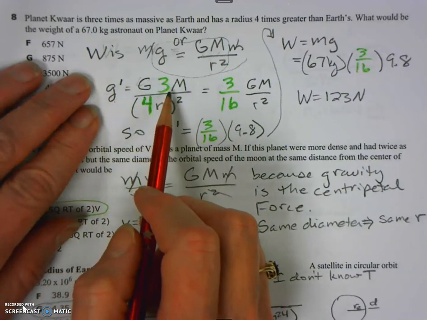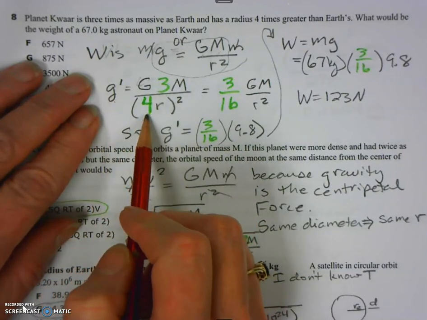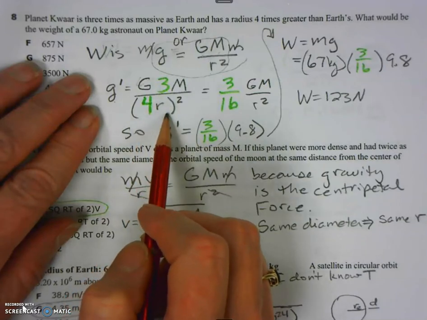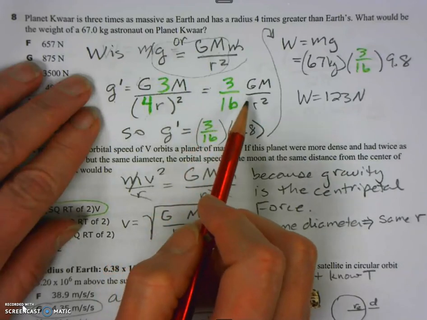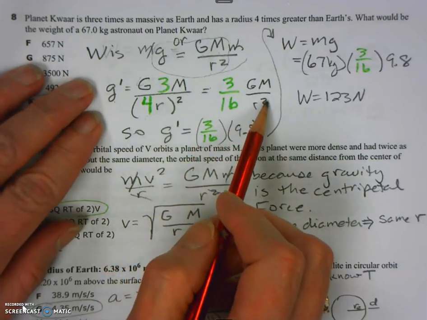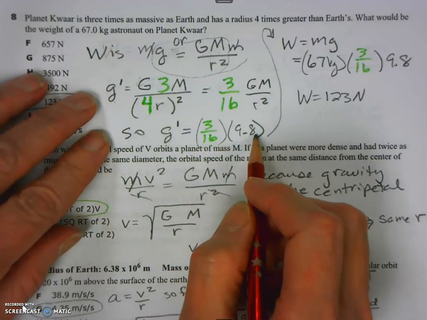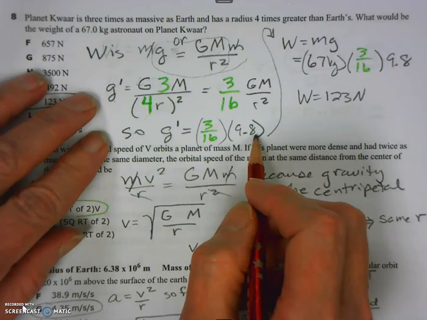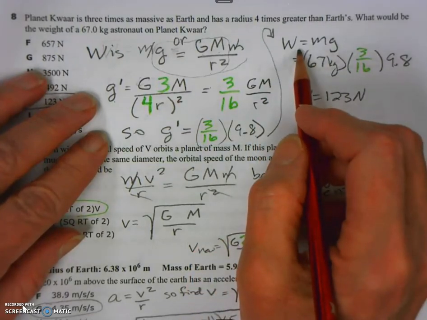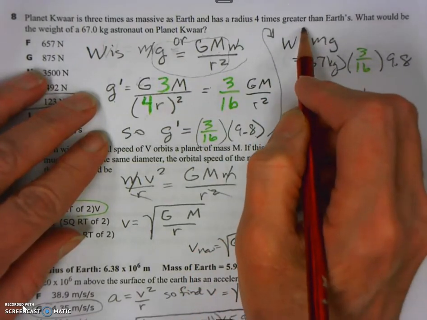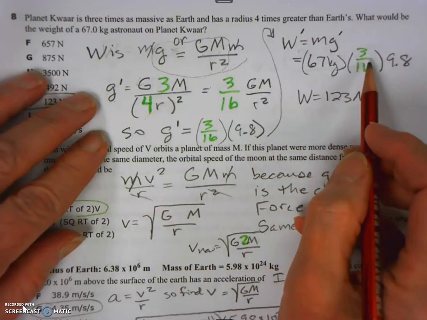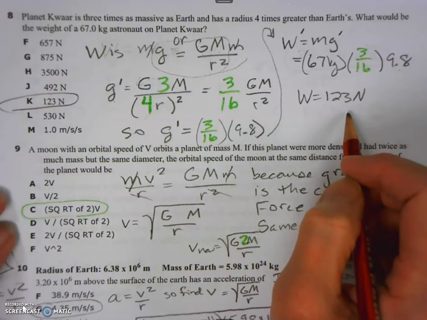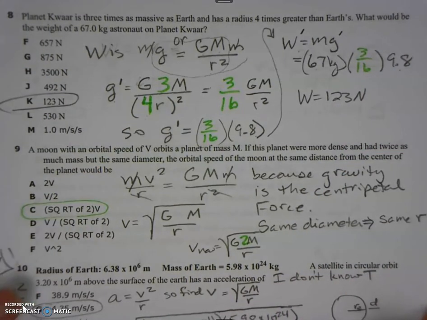So if I put in 3 times the mass and 4 times the radius, I'm careful to remember that the whole new denominator is what gets squared. So this is 3/16 of what I had in the first place. If what I had in the first place was Earth's, it's 3/16 of 9.8. Okay, so now I know how to figure out the weight of this astronaut. Weight of the astronaut is going to be mg. So the weight on the other planet, g on the other planet. So it's 67 kilograms times 3/16 of 9.8, and that's how I get a weight of 123 newtons on planet Quaoar.